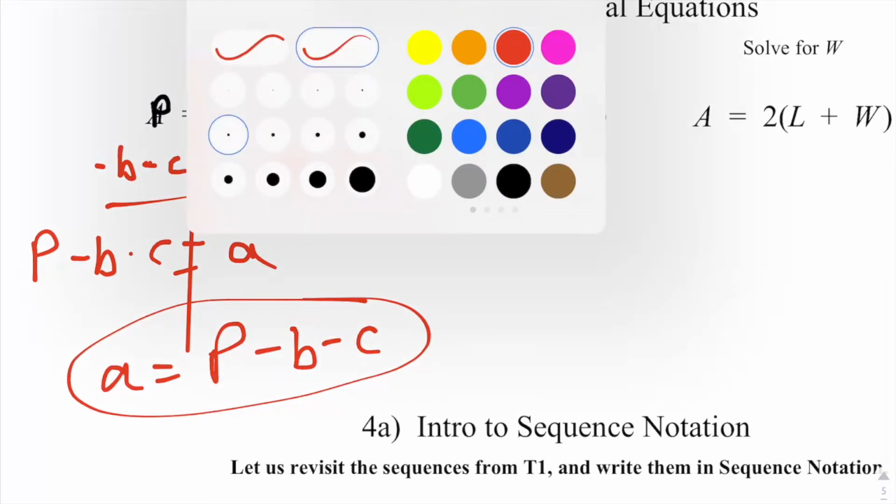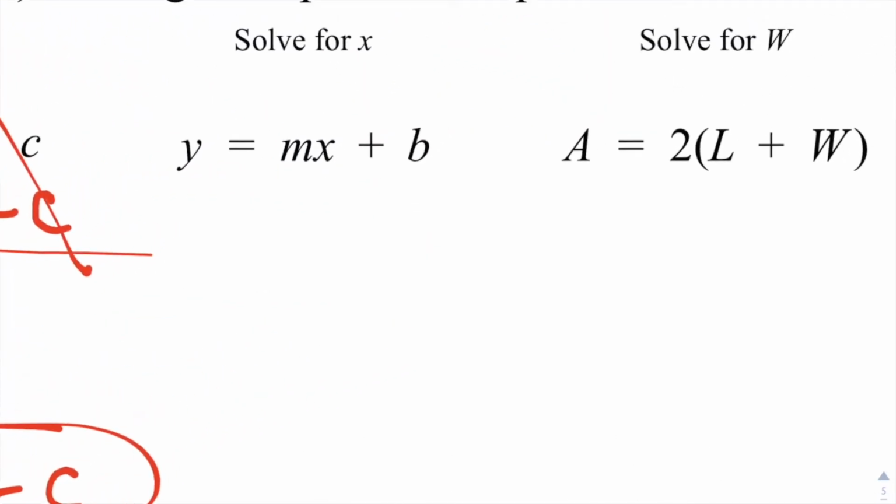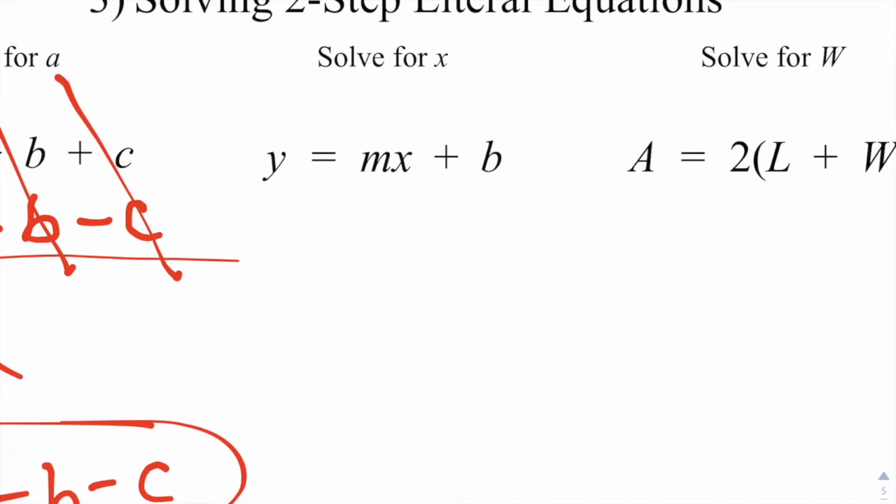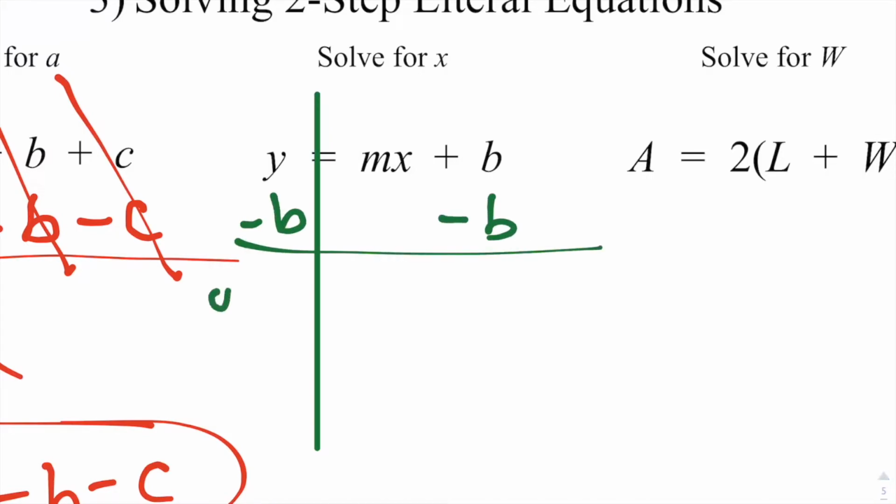Now this one is our old friend, the slope-intercept form of a line: y equals mx plus b. So we want to solve for x. Again, here's my balance point. I'm going to do my reverse PEMDAS. I'm going to subtract b from both sides. So on this side, I'm left with y minus b. On this side, I'm left with mx because that cancels.